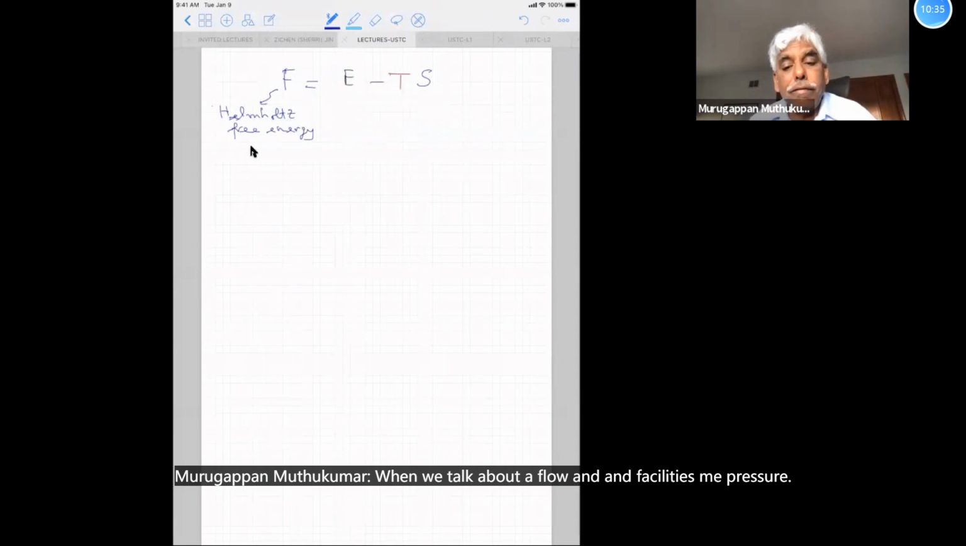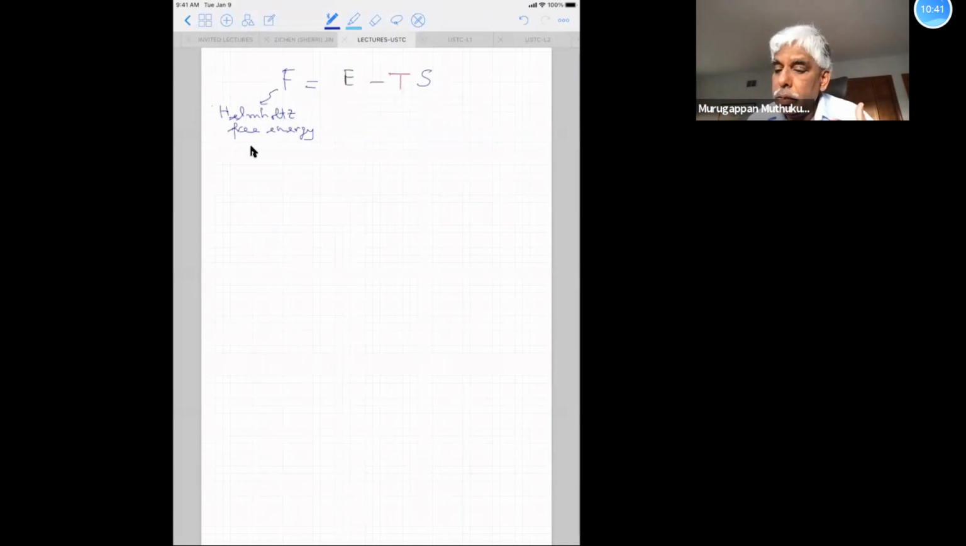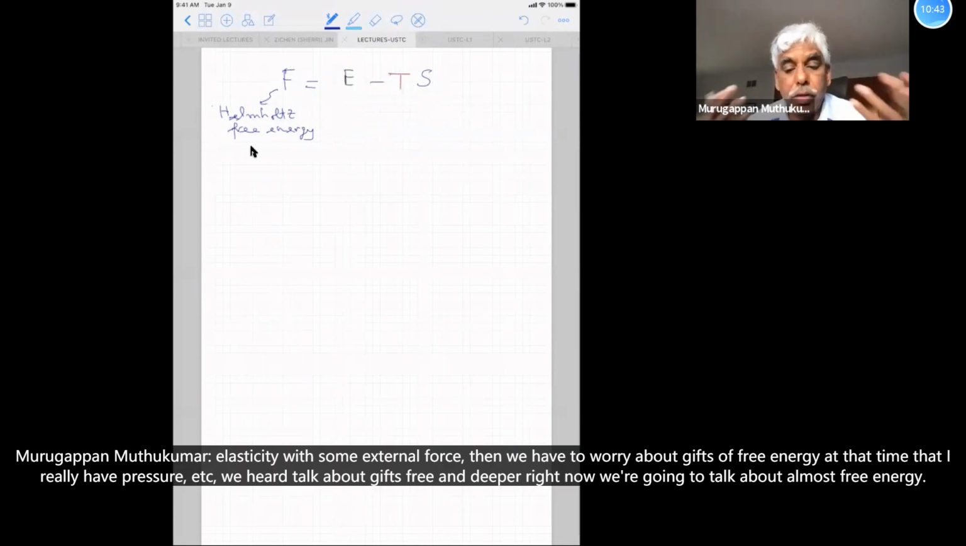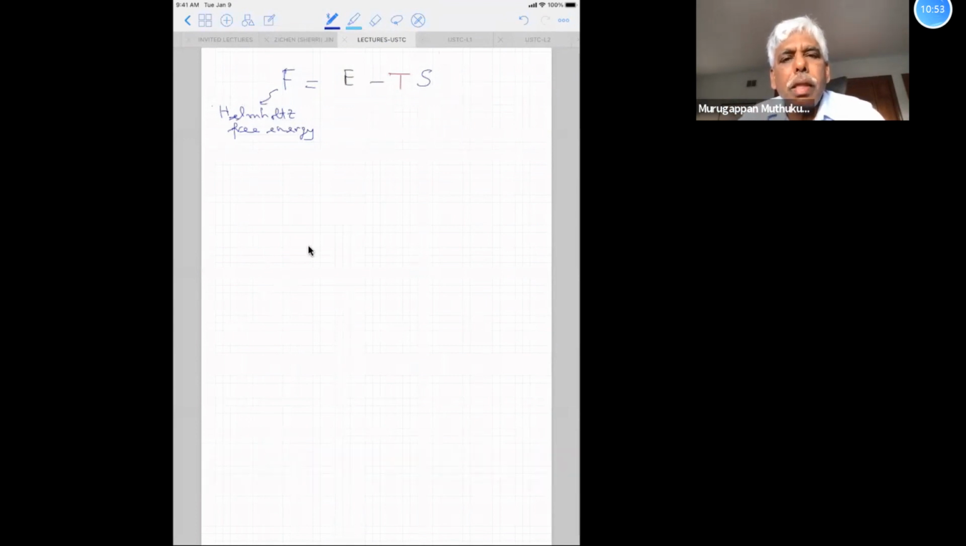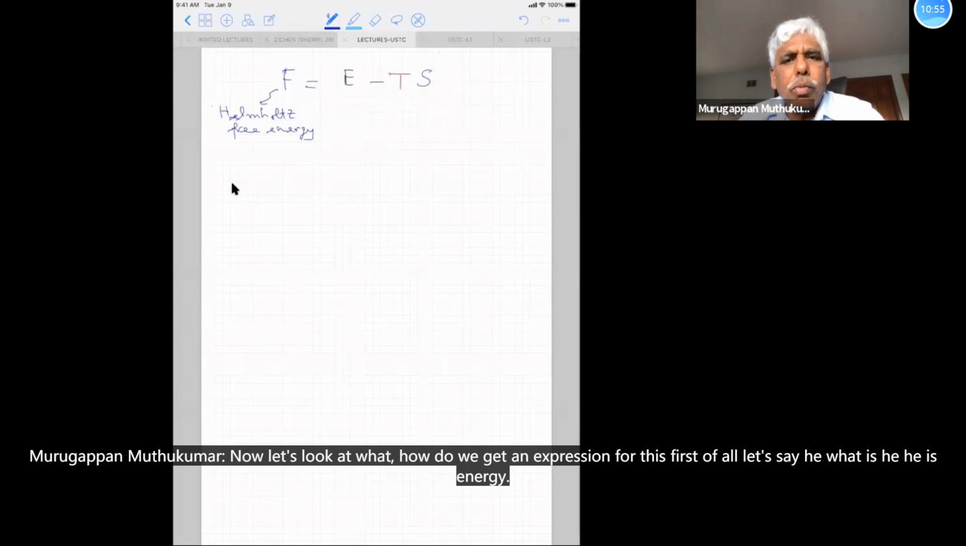When we talk about flow and crystallization under pressure, elasticity with some external force, then we have to worry about Gibbs free energy at that time, right? When you have pressure, etc., we have to talk about Gibbs free energy. But right now, we're going to talk about Helmholtz free energy. Now let's look at how we get an expression for this.